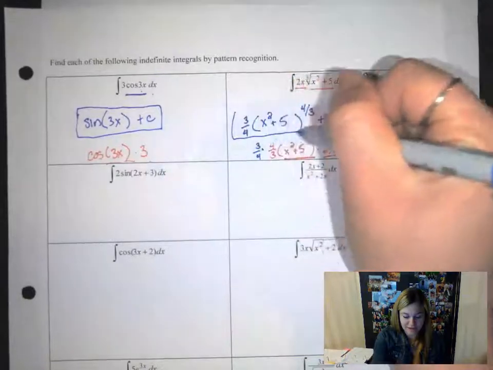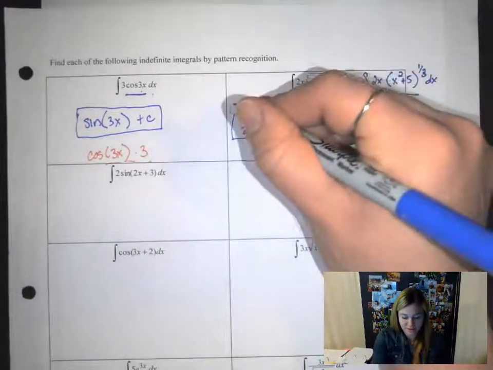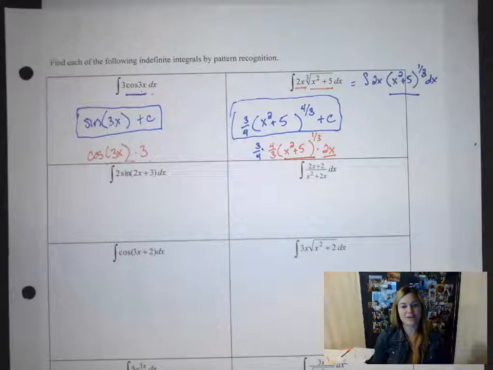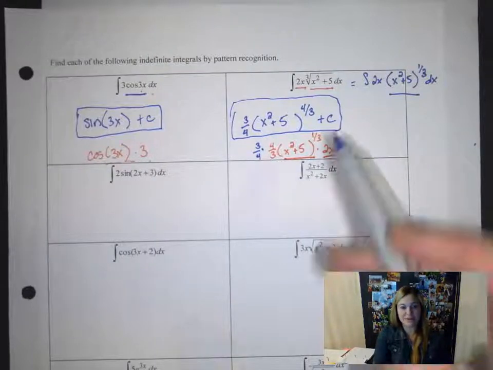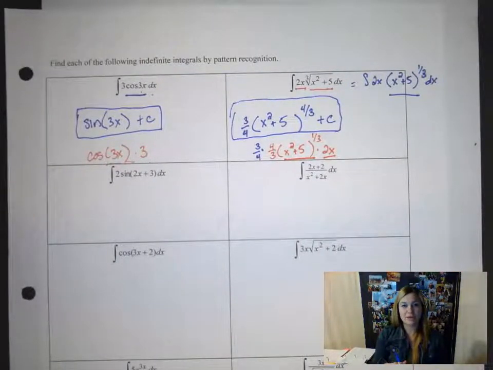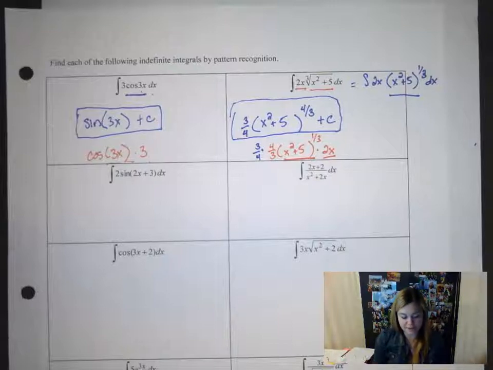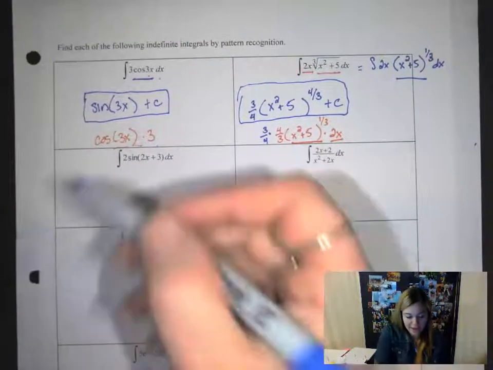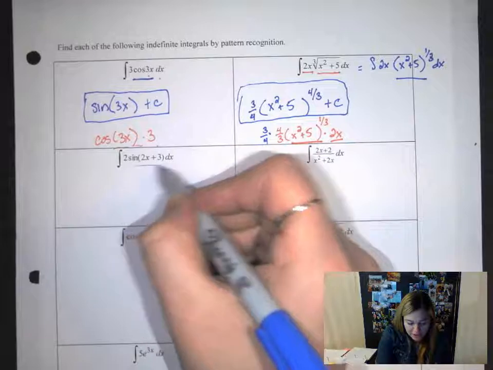Add your plus c. This is the indefinite integral. The plus c makes it the indefinite part because we don't know what the c is, the constant in the end. Okay, how about, could you try this one?